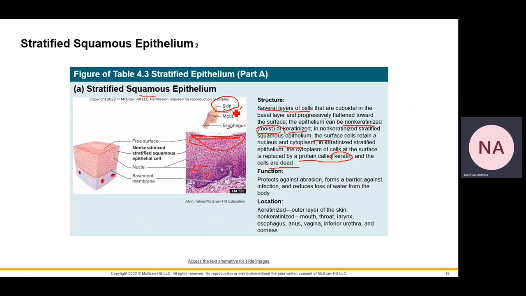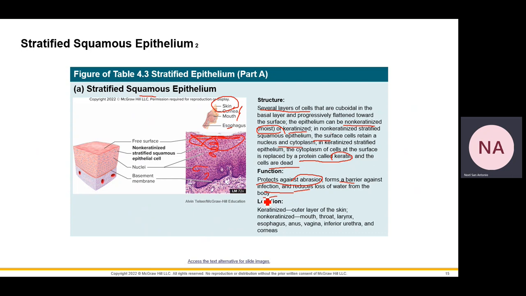Now, so yung skin natin, the superficial layer is made up of keratin, which is made up of protein, na? Okay, called keratin, and made up of flat and dead cells. So what is the function of stratified epithelium, stratified squamous to be exact, since you have many layers of cells, it protects basically surfaces against abrasion, okay, and also forms barrier against infection and reduces loss of water from the body.